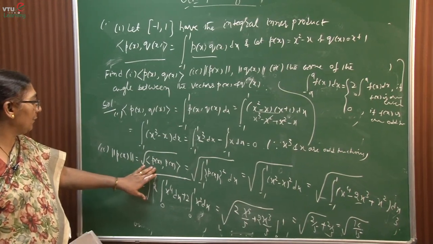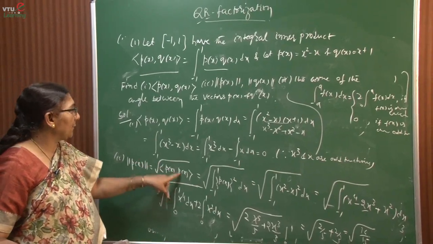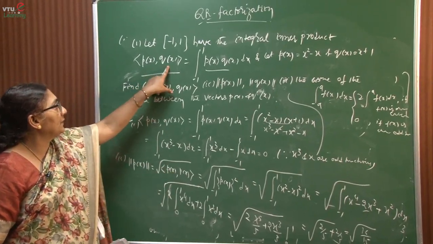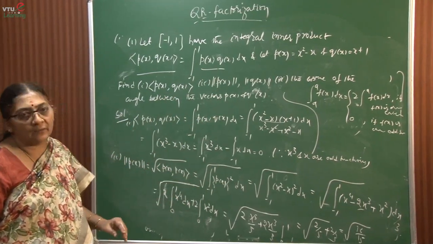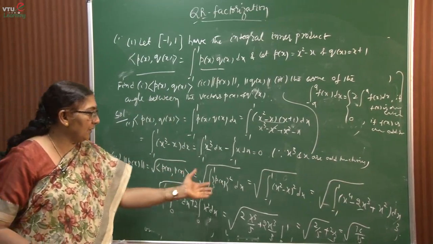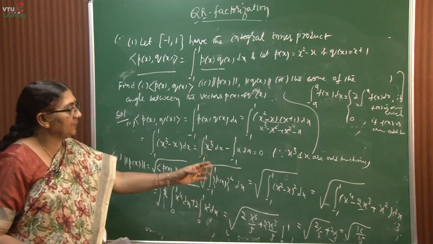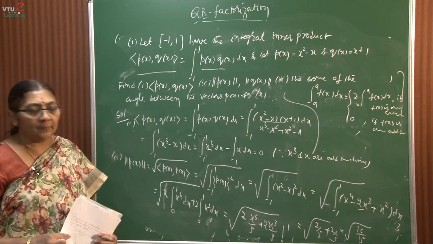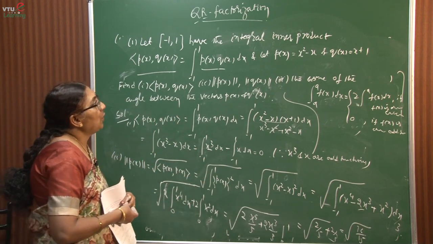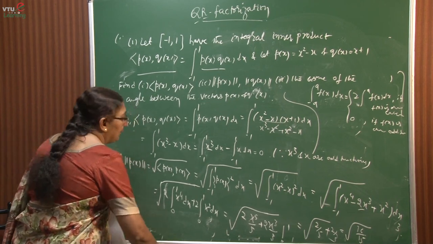Don't confuse, norm of p of x is nothing but the square root of the inner product of p of x with itself. You know how to define the inner product: it's p of x into q of x. What is q of x? Here it is p of x only, so we get the square. And then instead of expanding and evaluating, after the expansion, I'll leave the middle term because it's an odd function, from the definite integral property. Okay. Now I move on to find, similarly, the norm of q of x.